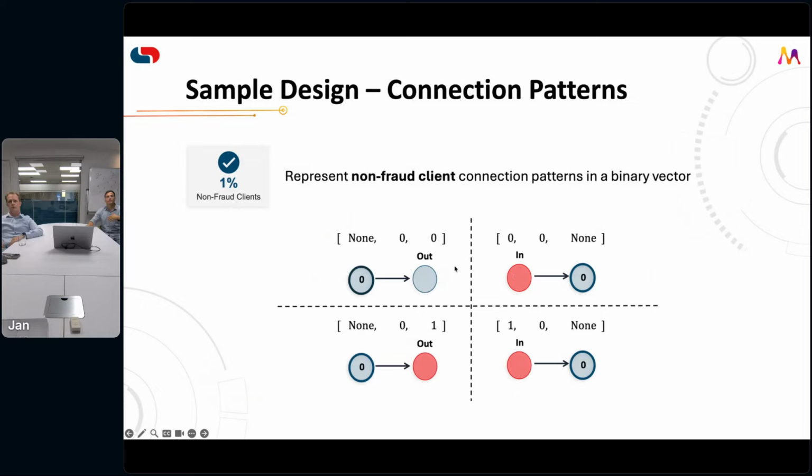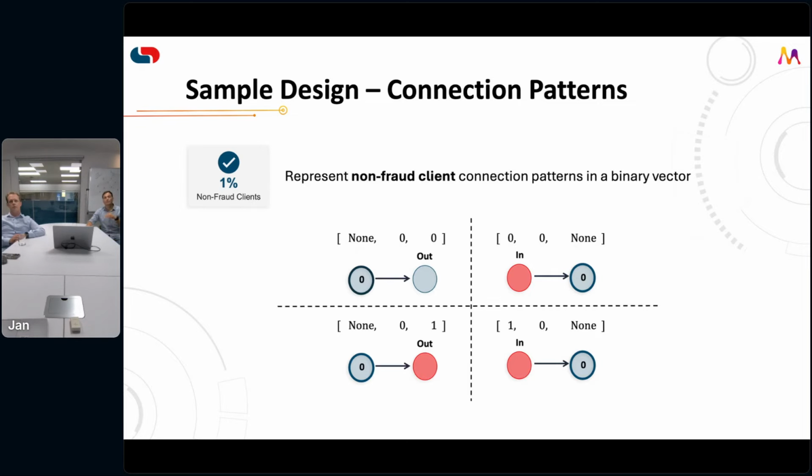Then what we also experienced is some clients only have inward payments, some clients only have outward payments. And this is where we said, okay, for any of those kind of patterns where, say, your target node only made outward connections or transactions, the incoming element of that vector is represented by a none. And if you go to the right here, you will also see that this target node only had incoming transactions. So by going to your vector, you would then add a none to the last element.